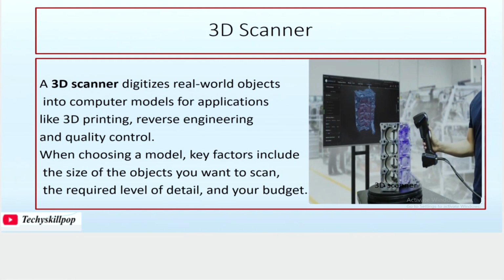The 3D scanner digitizes real-world objects into computer models for applications like 3D printing, reverse engineering, and quality control. When choosing a model, key factors include the size of the object you want to scan, the required level of detail you desire, and your budget.